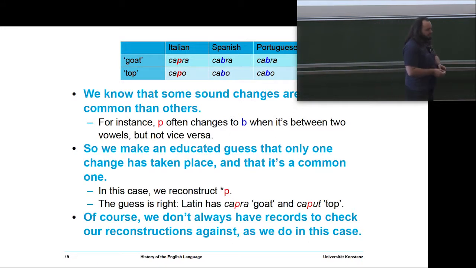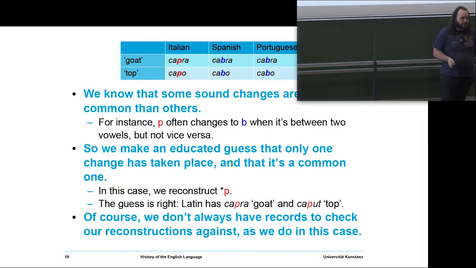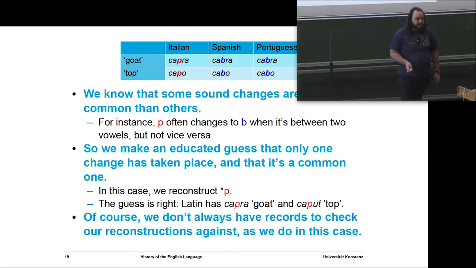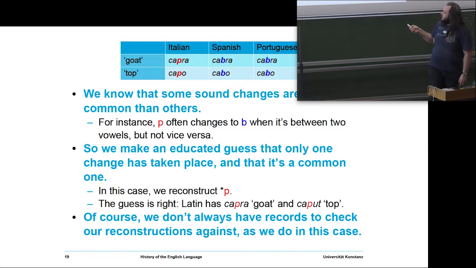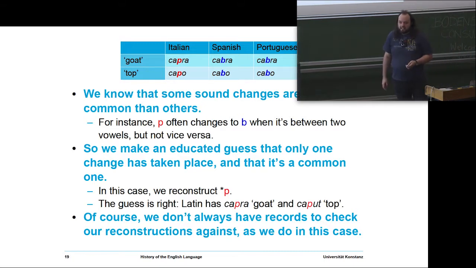And what's great about this example is that we can check our reconstruction. We can check whether our method has worked or not. And in this case, our method does work because we have Latin, which, to a first approximation, is the ancestor of these three languages. It's not quite that simple, but to a first approximation, it's true. And in Latin, we find this word, capra and caput, meaning top, with a p. So we've made an educated guess, and here our educated guess turns out to be right.